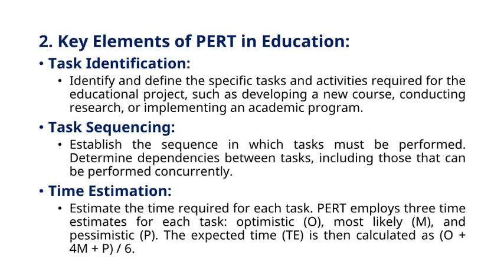Time estimation. Estimate the time required for each task. PERT employs 3 time estimates for each task: optimistic, O, most likely, M, and pessimistic, P. The expected time, TE, is then calculated as O plus 4M plus P, divided by 6.